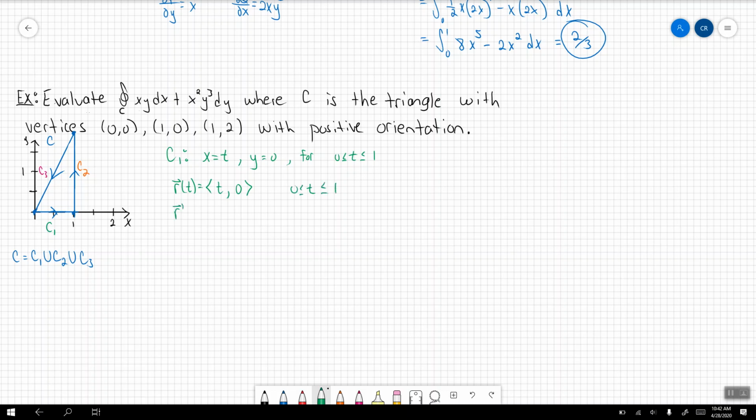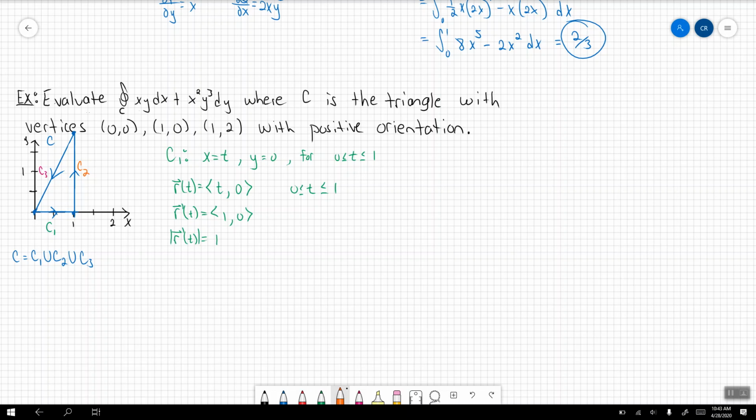I want to find the derivative. The derivative here is just going to be 1, 0, which means the magnitude of that derivative is just going to be 1. Alright, I'm going to keep that in my back pocket. We are going to need that.